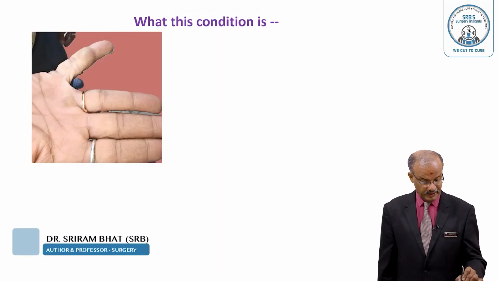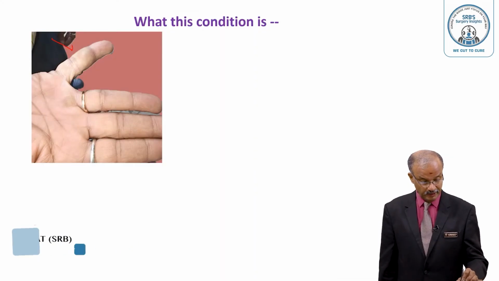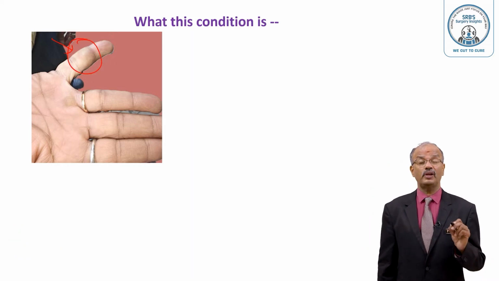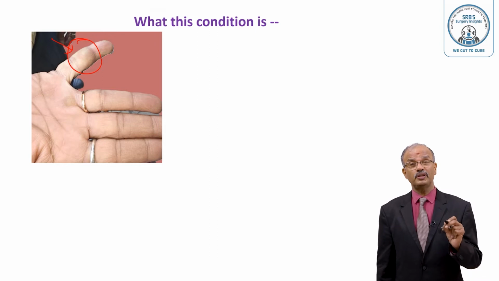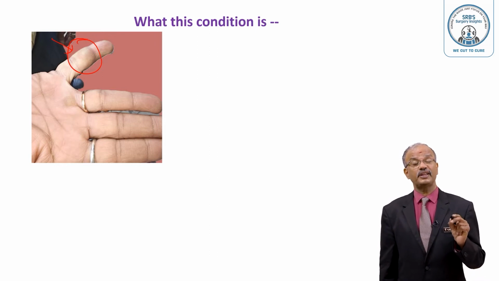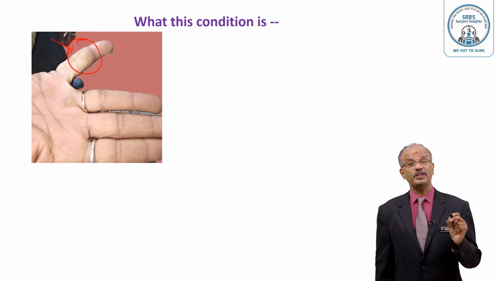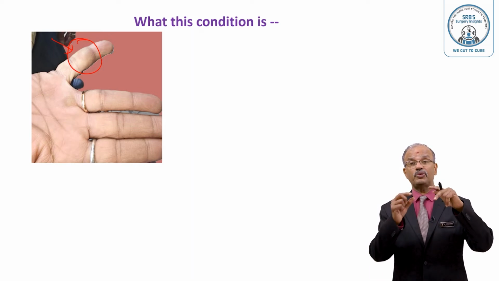Hello students, we'll discuss a clinical case. Just see what this is. See that in the little finger there is a swelling. It is tense, well localized, probably smooth. On examination, it is smooth, tensely cystic, firm, but the Paget's test is positive. You know Paget's test, how to do it?